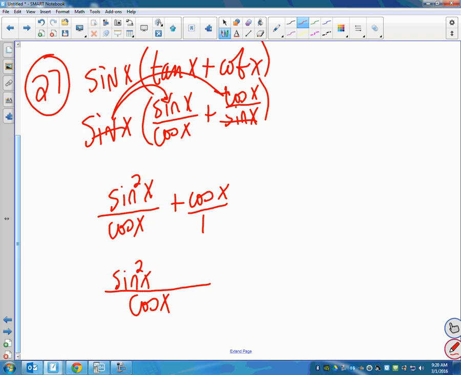But over here, I would have to multiply by a cosine in order to make that denominator. Which means, remember, the only reason I'm allowed to do that is if I also multiply the top by cosine, and cosine over cosine is really just 1. So then look, cosine times cosine is cosine squared. And I know where to go next. What is sine squared plus cosine squared?